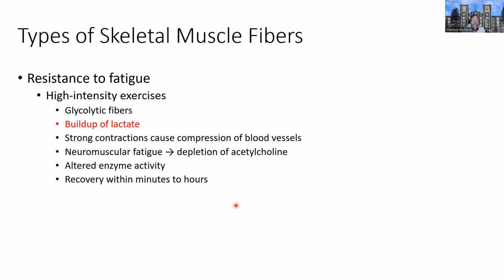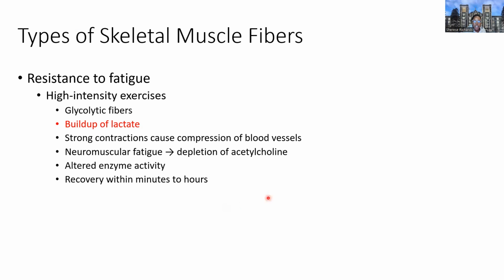Okay, let's talk about fatigue here and the reasons why each of these muscle types will fatigue. So let's start with the high intensity exercises and more of the glycolytic fibers. The reason we see fatigue in these types of muscles is typically the buildup of lactate. So that lactate or lactic acid is going to be the reason that we see fatigue in this type of activity and with these types of muscles. Now, these stronger contractions can also compress blood vessels. That can be another reason that we see fatigue.